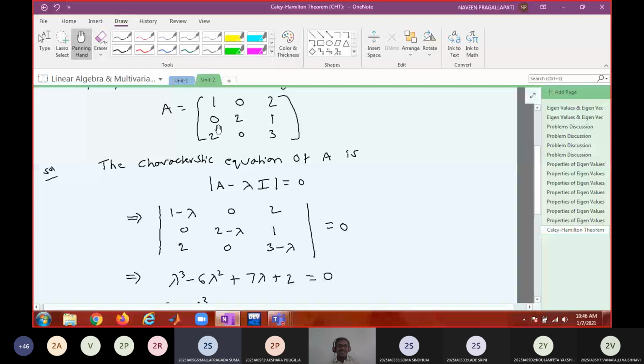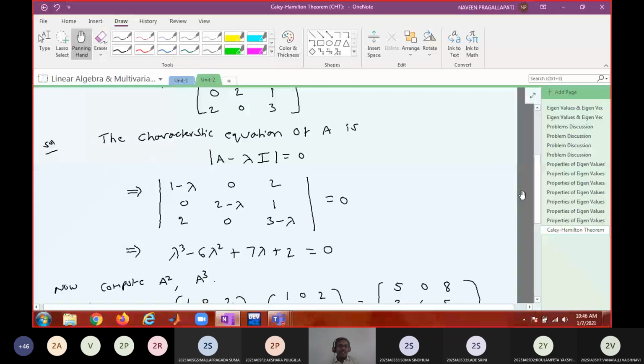Another way: if A is non-singular, lambda equal to 0 is not an eigenvalue. A is singular means definitely lambda equal to 0 is an eigenvalue. Lambda equal to 0 means it is a root of the characteristic equation. Can 0 be a root of this characteristic equation? No: 0 plus 0 plus 0 plus 2, 2 is not equal to 0. So 0 is not at all a root of the characteristic equation. Therefore, 0 is not an eigenvalue.